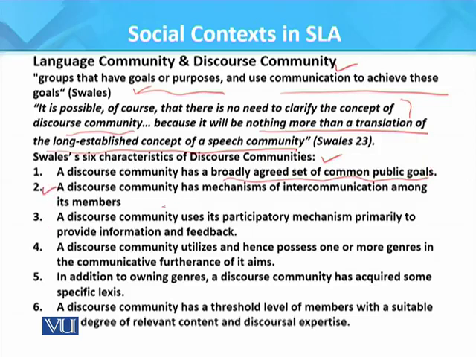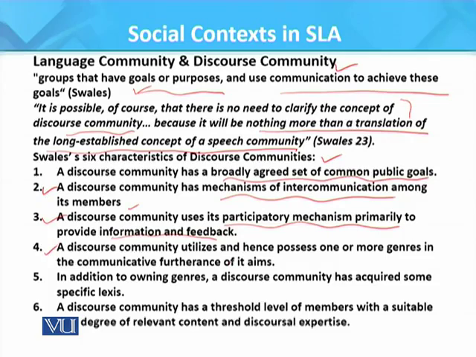Second, a discourse community has mechanisms of intercommunication among its members. They will have the internet, email channels, and coordination meetings. All this is a mechanism for intercommunication. A discourse community uses its participatory mechanisms primarily to provide information and feedback, such as teaching feedback, meetings where they participate, and research and seminars for gathering information and getting feedback.